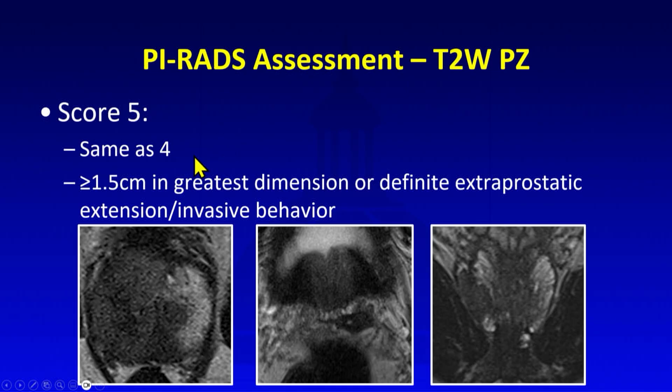PI-RADS 5, same criteria as a 4, but it has to be greater than or equal to 1.5 centimeter, or it has definite aggressive behavior with extraprostatic extension or invasive behavior. I've also seen a lot of mistakes made with this size criteria, that some people will end up bumping what really is a PI-RADS 2 or a PI-RADS 3 up to a 5 on the basis of size. But you can only bump it if it already started off as a 4, and then you can bump it to a 5. Otherwise, you can't just bump anything based on size.